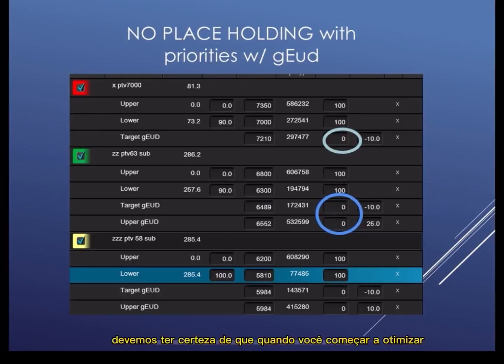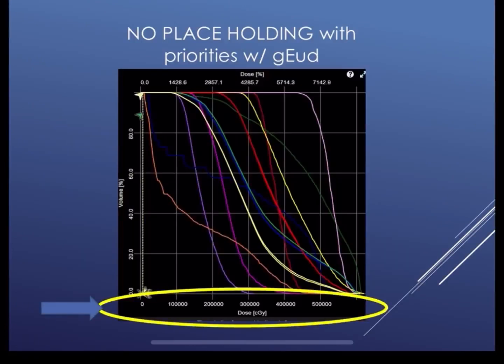We must make sure that when you start to optimize, you shouldn't have any placeholding when you start the software program. What happens is that it goes crazy in the background, and I don't think we're trying to plan to 297,000 centigray. So make sure you put at least a value of 1 in there to just make it think. As you can see here again, when you don't enter a number, it says it's trying to push the dose to 500,000 centigray.